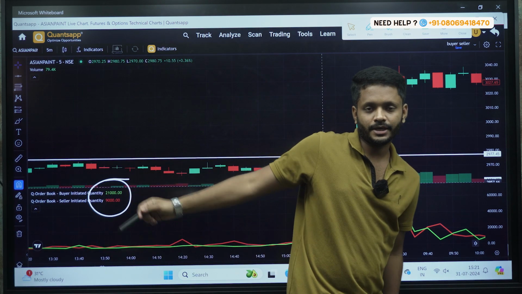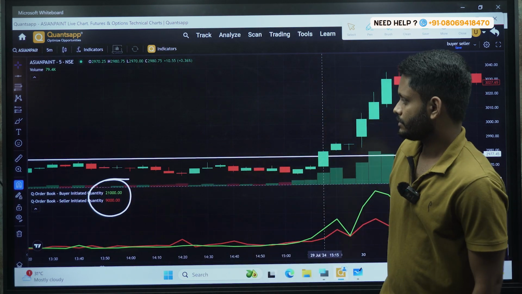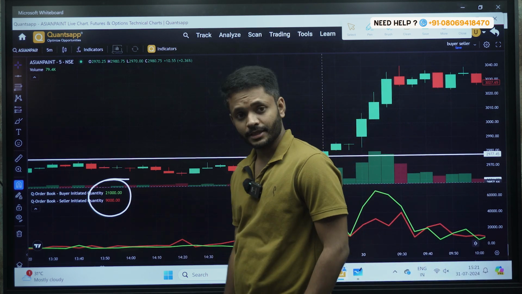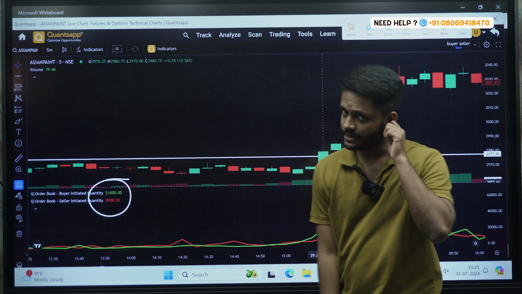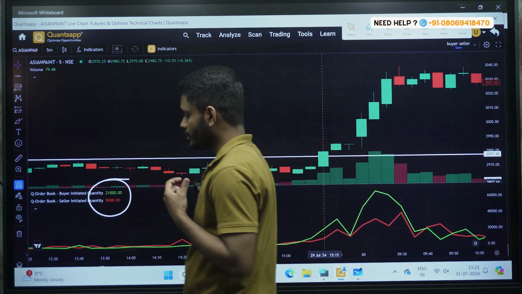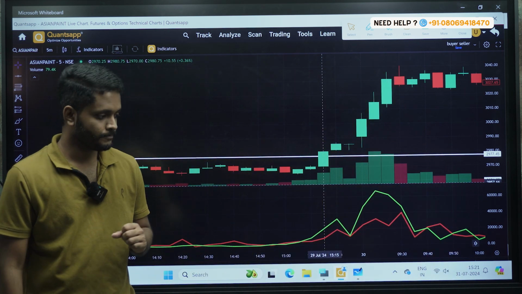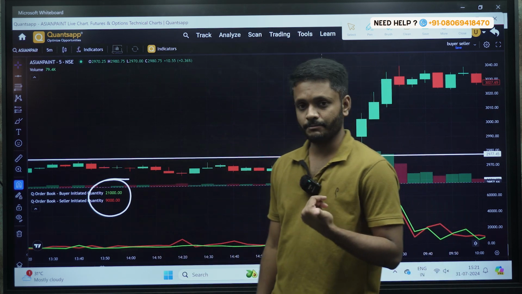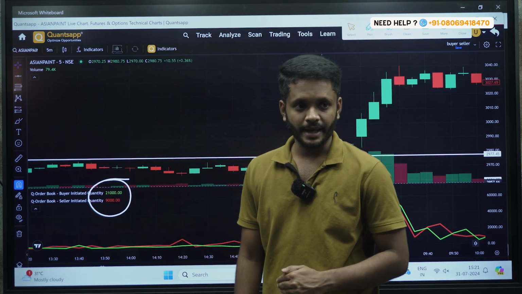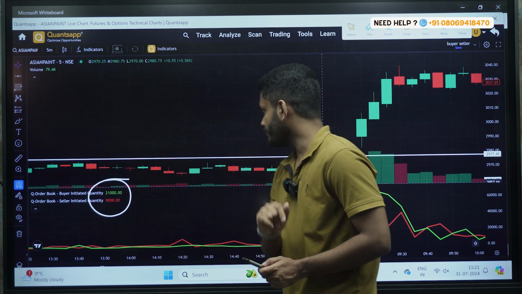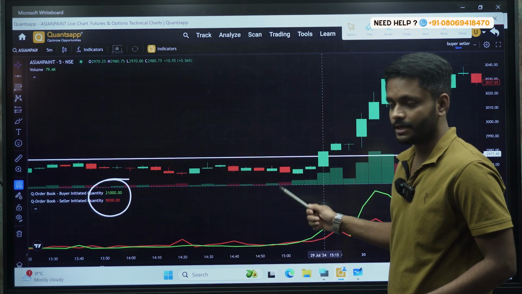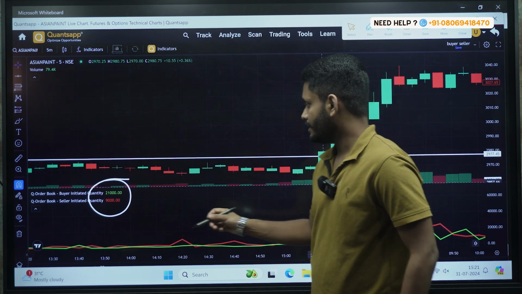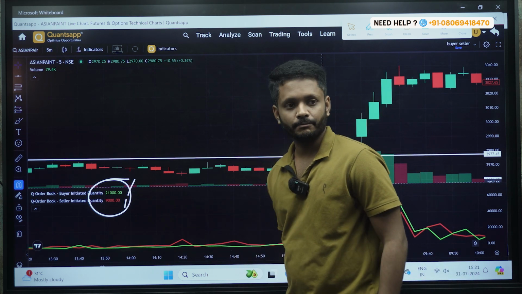Check the quantities on the left hand side. In the order book, buyer initiated quantity is 21,000, seller initiated quantity is 9,000. What the rule book says is, whenever you see a breakout, buyers should be at least double as compared to sellers. Whenever you see a breakdown, sellers should be at least double as compared to buyers. Here I can see a clear-cut breakout with the order book supporting that this breakout is real, because the buyers are double as compared to sellers.